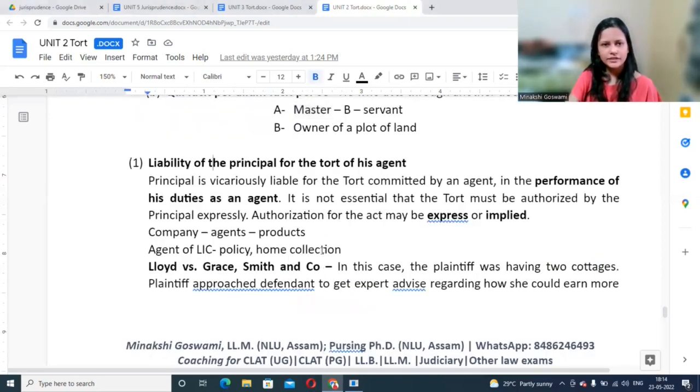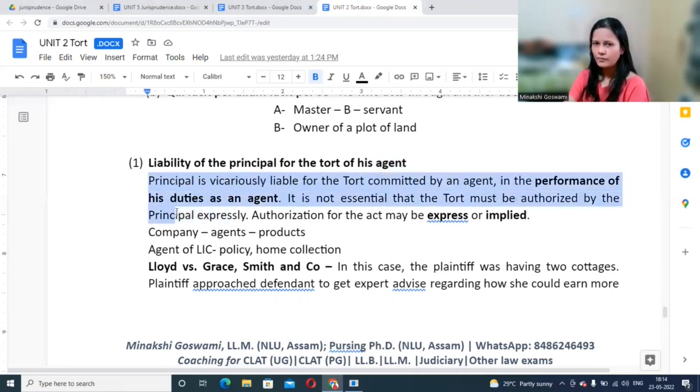All right, so these are the three relations which we have. Liability of the principal for the tort of his agent. First one is making the principal liable for the wrong or for the tort that the agent has committed. So the principal is vicariously liable for the tort committed by an agent in performance of his duties as an agent.